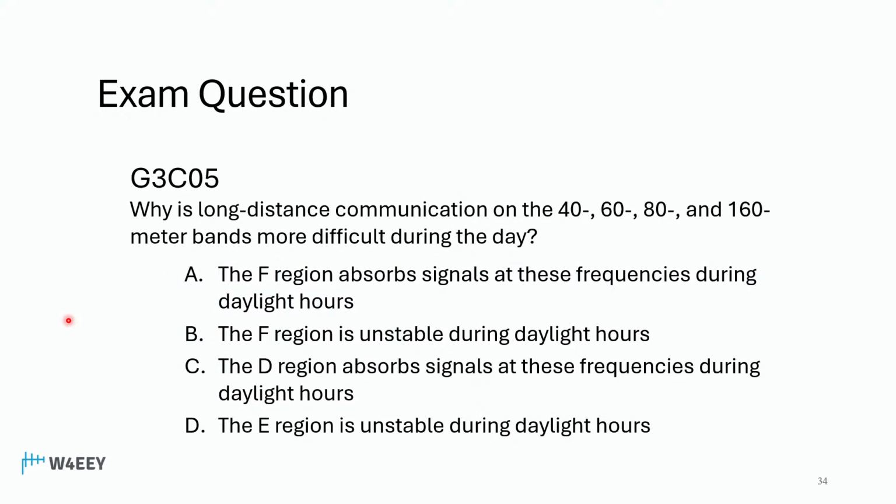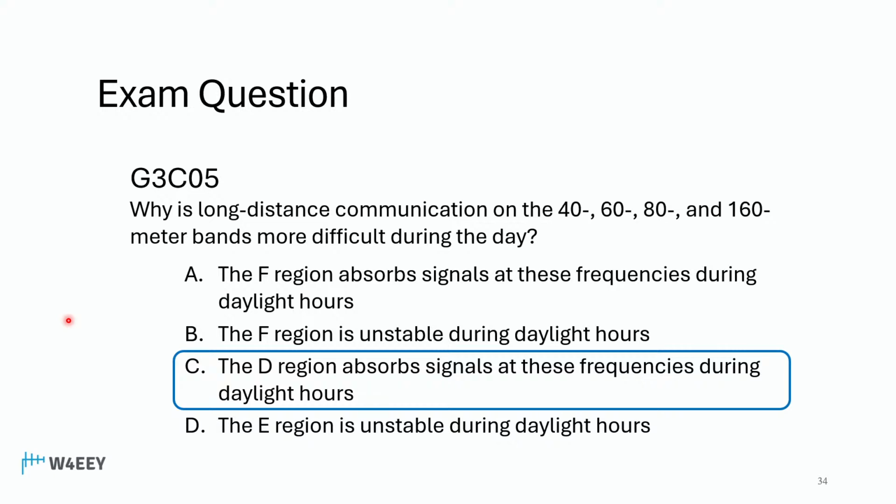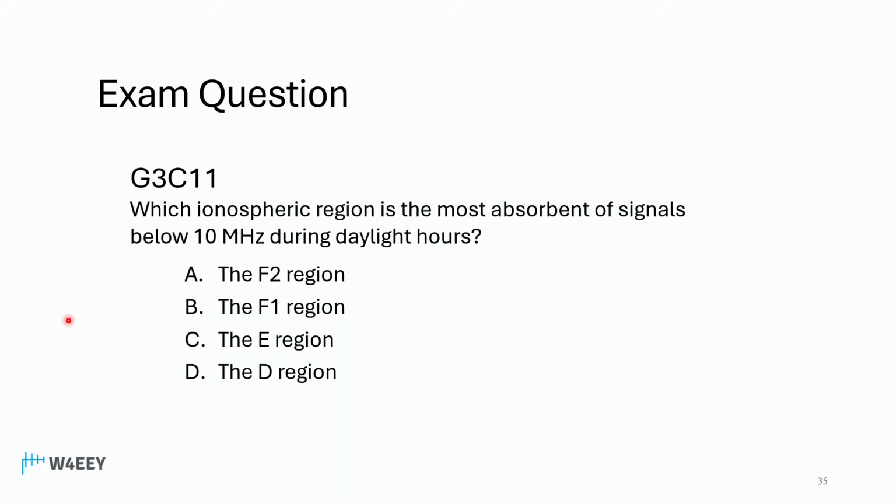Why is long distance communication on 40 through 160 more difficult during the day? Charlie. Charlie, yep. The D region absorbs signals at these frequencies during daylight hours. Which ionospheric region is the most absorbent of signals below 10 megahertz during daylight hours?